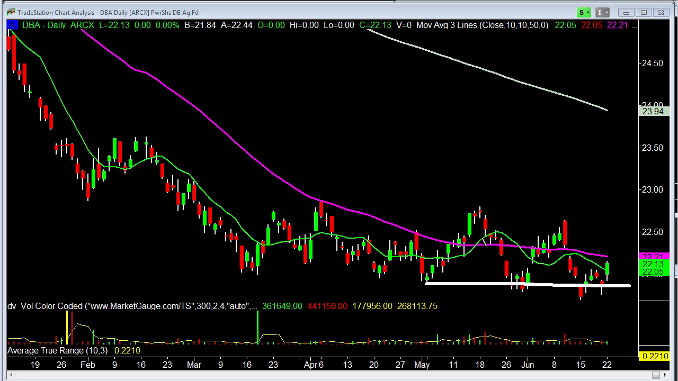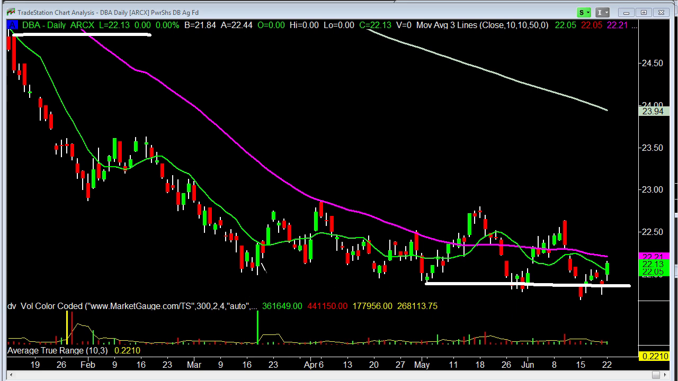I'm not usually a bottom fishing trader. This is definitely a bottom fishing trade, and this is commodities. It's a whole basket of commodities, so it's going to go in its own direction. The stock market is not something you're going to look at for a leading indicator here.